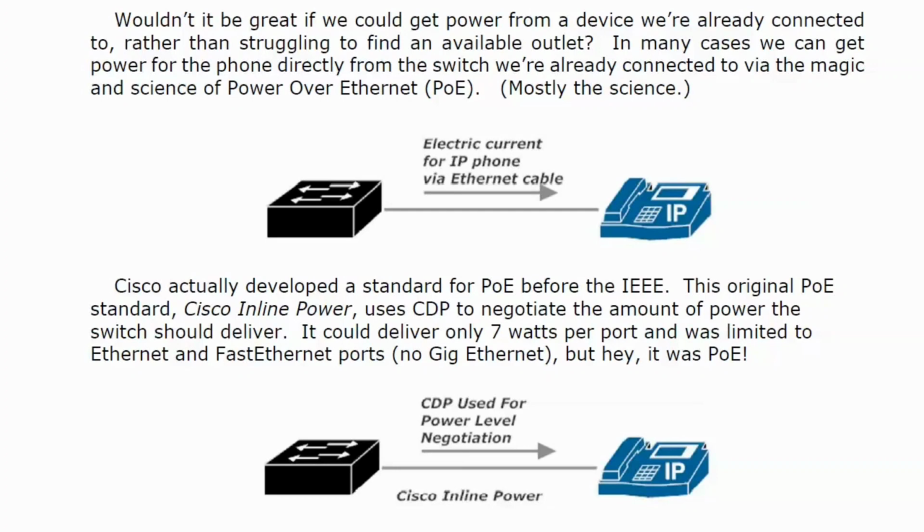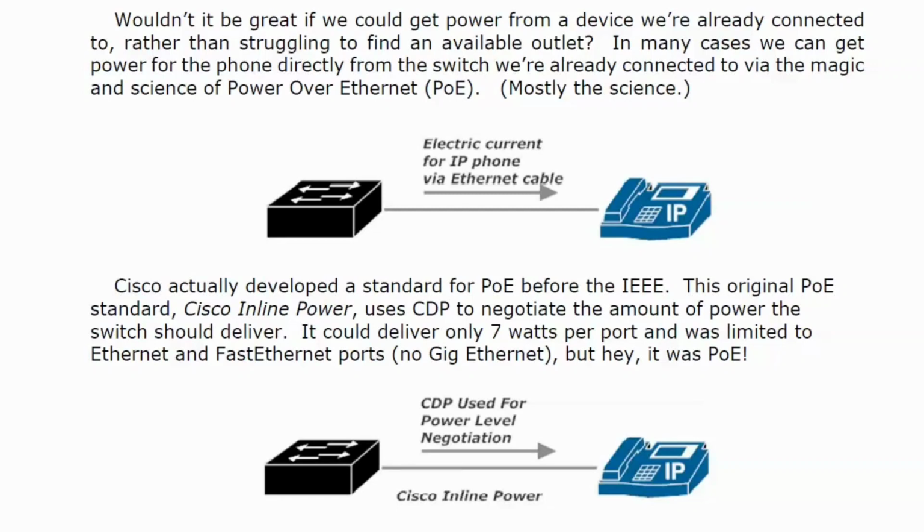Now, this original standard is Cisco Inline Power, and it uses Cisco Discovery Protocol, CDP, to negotiate the amount of power this switch should deliver to the device. Now, it was limited to 7 watts per port, or is limited to 7 watts per port. It still exists. And it's limited to fast Ethernet ports. No gig Ethernet support with Cisco Inline Power. But hey, we didn't care. Wireless networking had limitations at first too, but we were so crazy about it, we didn't care about the limitations. We had Power over Ethernet.